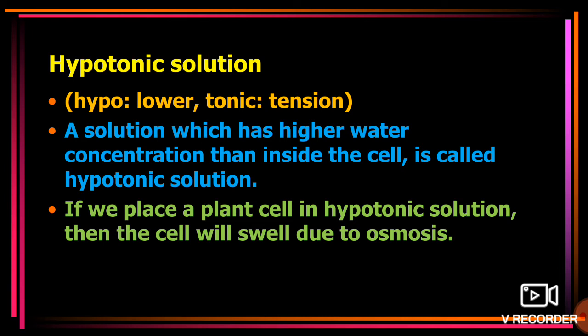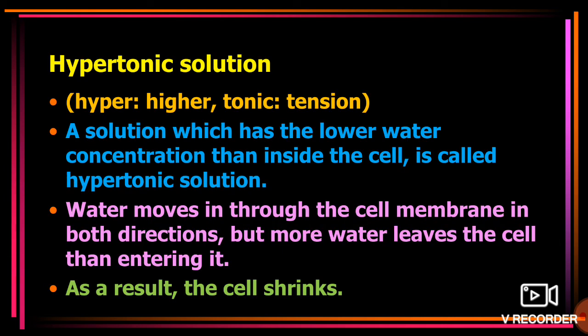And what is the key point that we are taking? The concentration of water. So if the cell is placed in a hypotonic solution, it will swell, the size will increase. We will see with the help of diagrams how it swells, how it shrinks, and how it remains the same. And if you talk about the hypertonic solution, hyper means higher, tonic means tension.